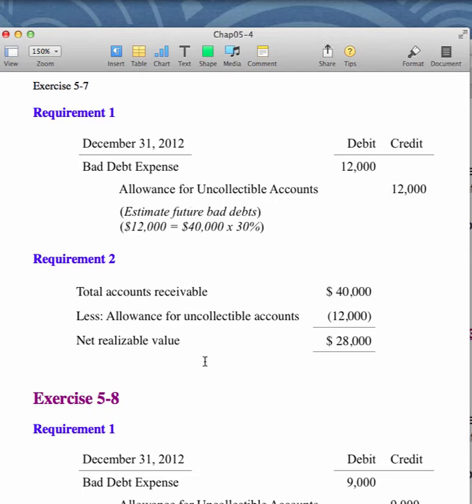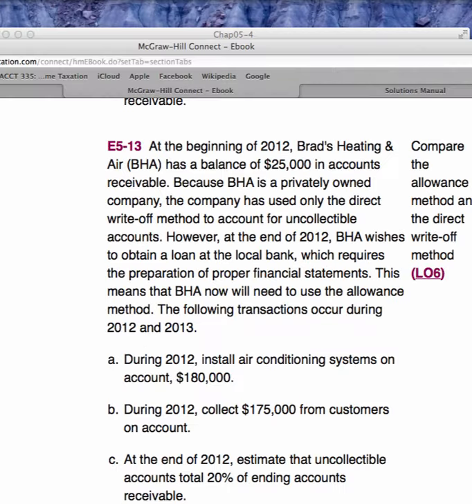So the net realizable value is $28,000, which is the balance of accounts receivable subtracting out the allowance for uncollectible accounts. The $28,000 in essence is what the company expects to collect from the $40,000 accounts receivable. Let's look at this scenario here.